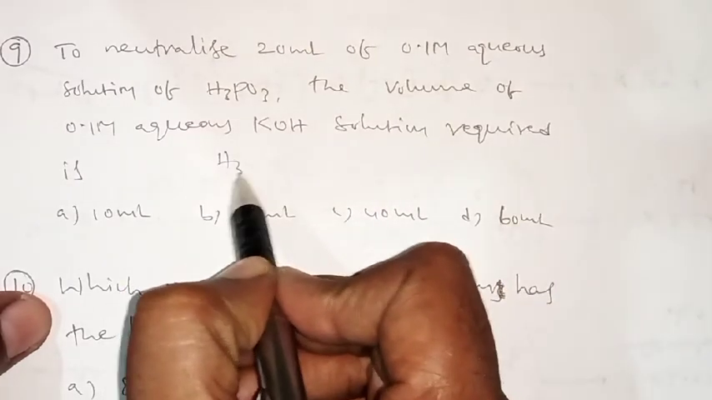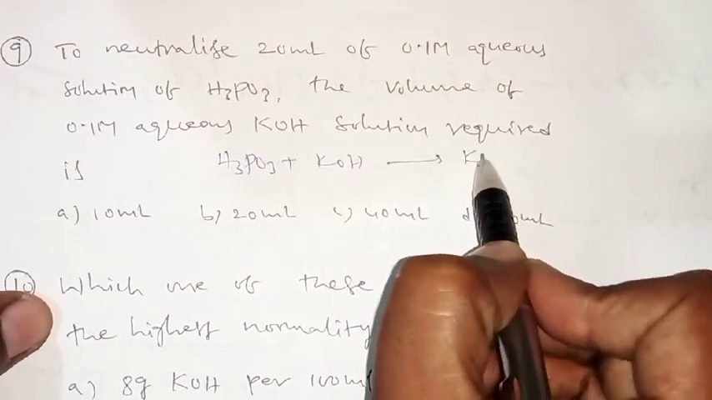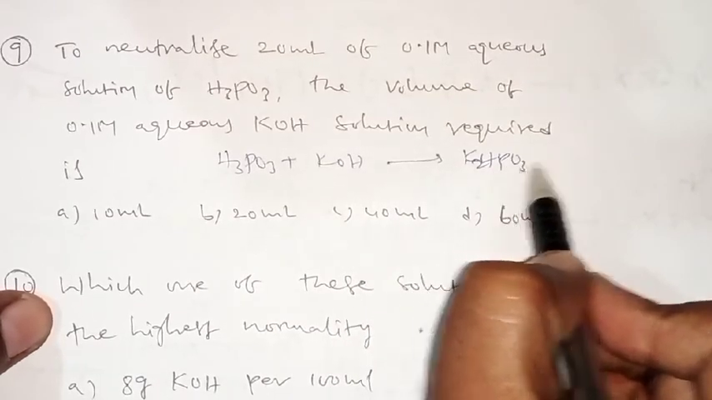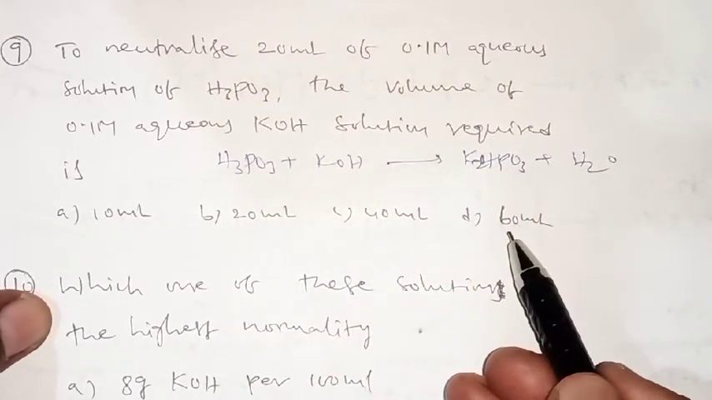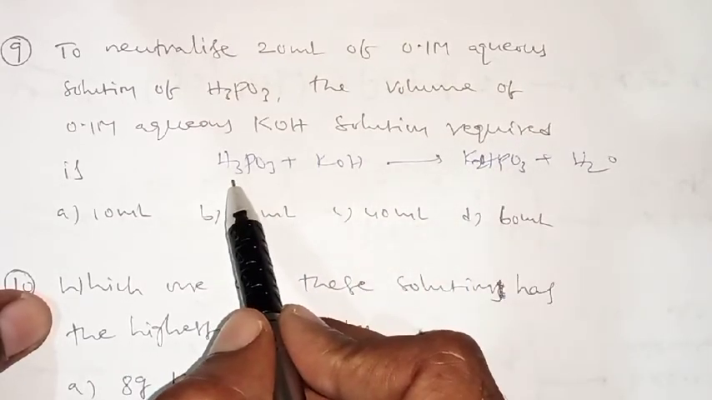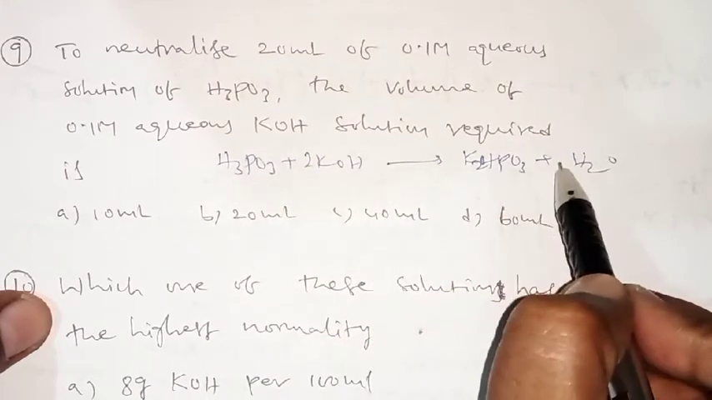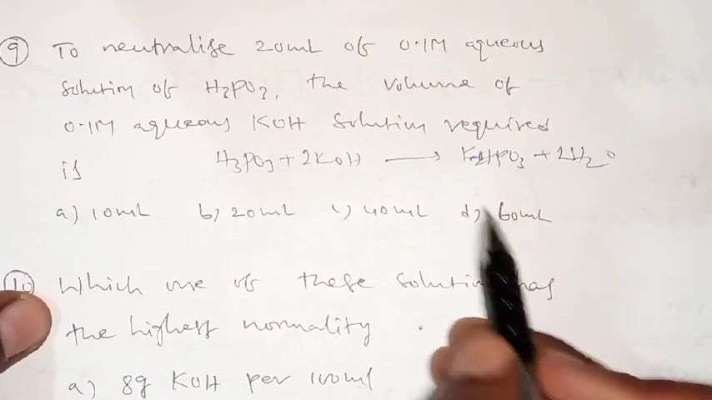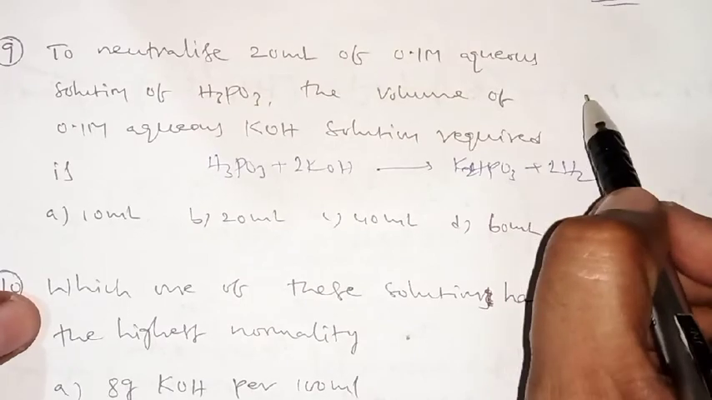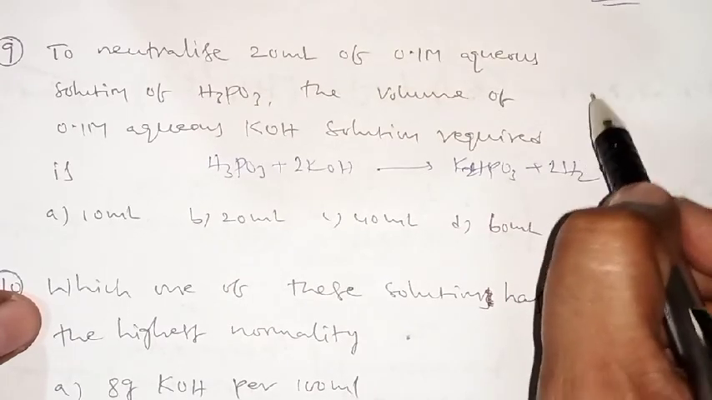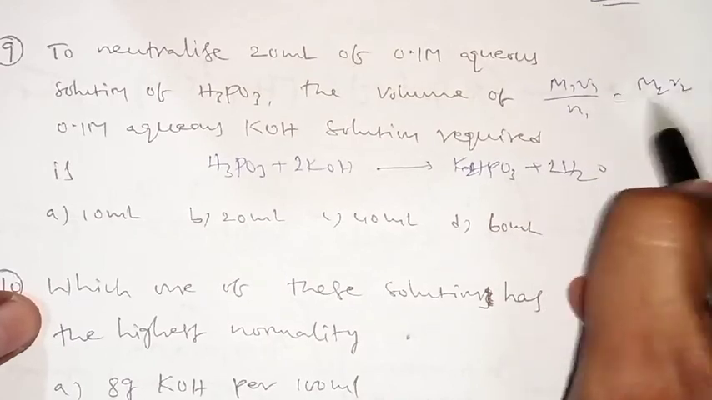Do you know? H3PO3 plus KOH gives K2HPO3 plus H2O. Remember that: acid, base, salt and water, because here there are two replaceable hydrogens. Because of that, K2HPO3. If you balance it, you'll get a 2 here and a 2 here. For this kind of neutralization reaction, you have to remember this formula. We already used this formula in the gaseous state also. What is that? M1V1 by N1 equals M2V2 by N2.